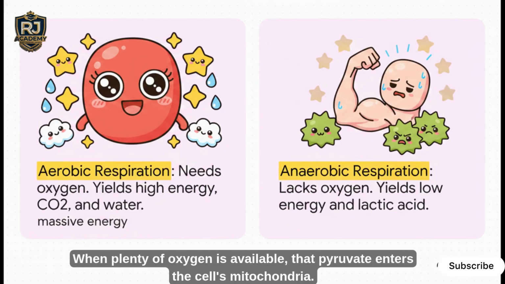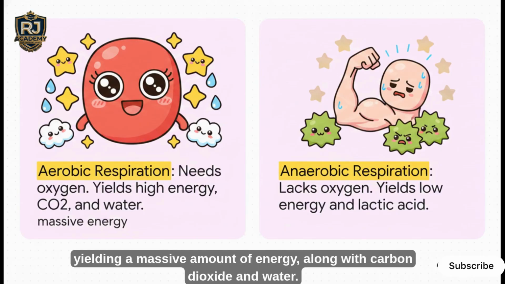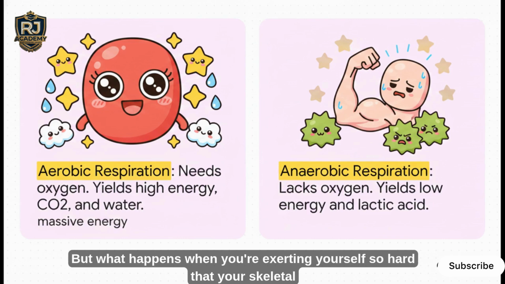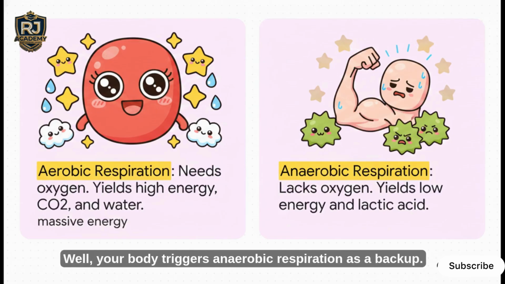When plenty of oxygen is available, that pyruvate enters the cell's mitochondria. It's completely broken down, yielding a massive amount of energy, along with carbon dioxide and water. But what happens when you're exerting yourself so hard that your skeletal muscles literally cannot get oxygen fast enough? Well, your body triggers anaerobic respiration as a backup.